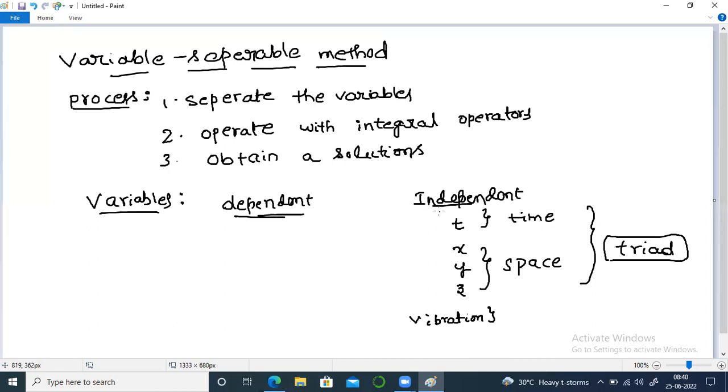Here, one more thing I want to tell you. Sometimes the question may be given differently, because in mathematics logic is important. As per science, t is time, x, y, z are space, and vibration is another dimension; these three together are called a triad and are generally independent variables. But mathematically, if I say dy by dx, y is the dependent variable and x is the independent variable. If I mention dt by dx, t is a function of x. Mathematically, in that case, t is the dependent variable and x is the independent variable.